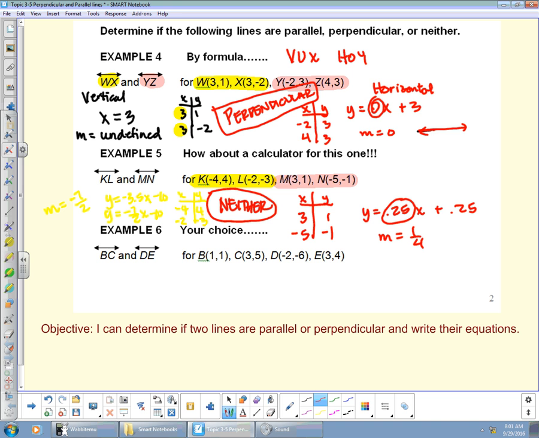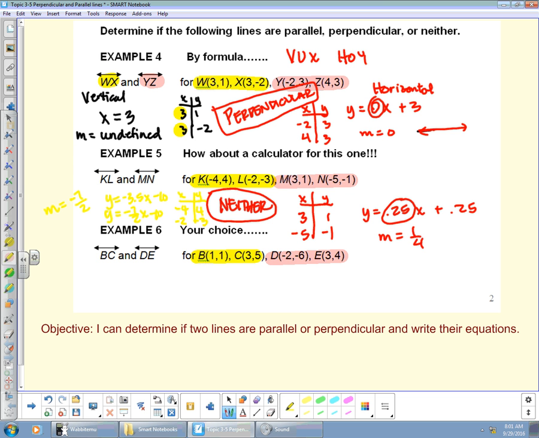Okay. All right, so BC and DE. Well, line BC contains the points B and C, and then line DE contains the points D and E. All right, I'm going to do this one using the formula because I didn't do it up in example number 4, and I want you to see that.